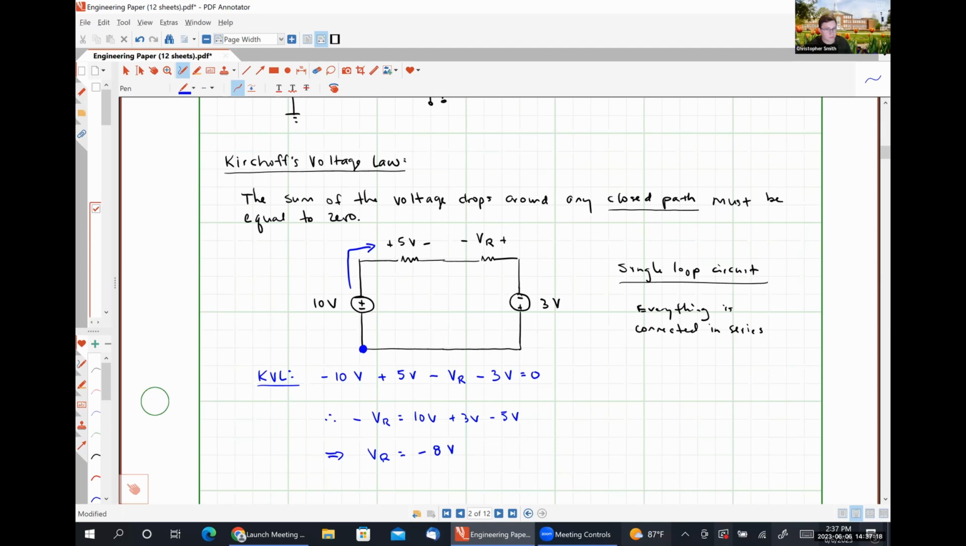Yeah, okay. The direction that we choose to go around our loop literally doesn't matter. As long as we put positive signs when we see the positive polarity terminal first and negative signs when we see the negative polarity terminal first, it does not matter which direction we choose to go around any particular path.